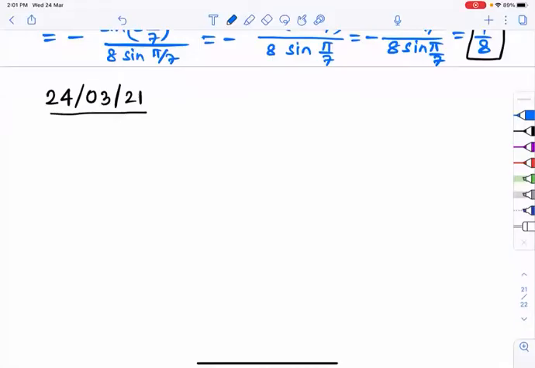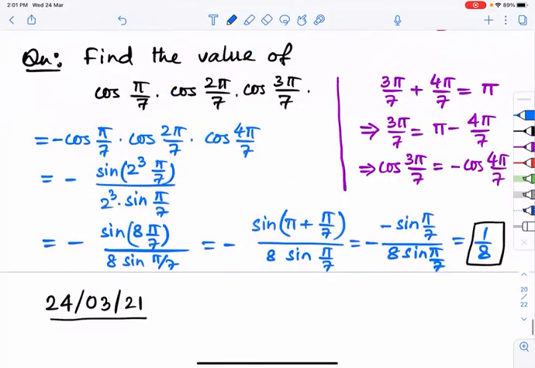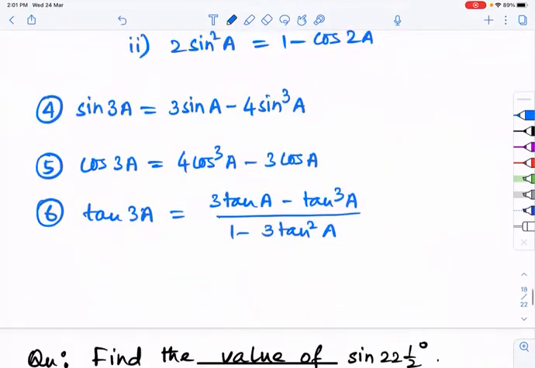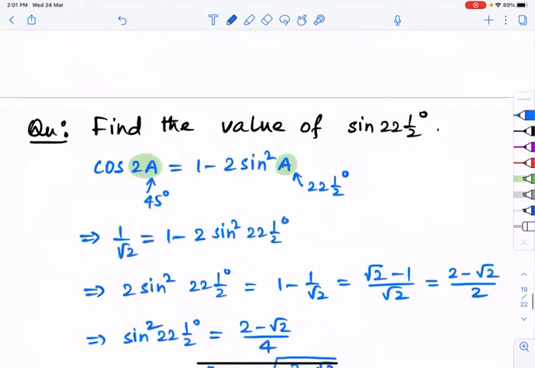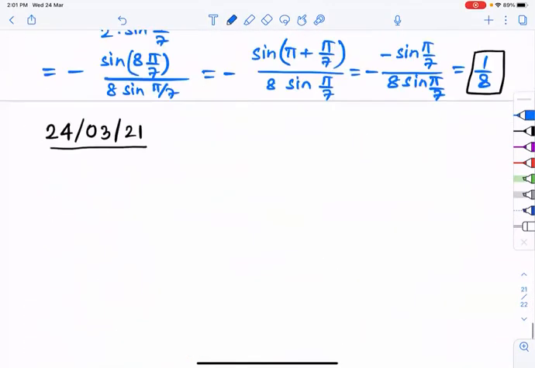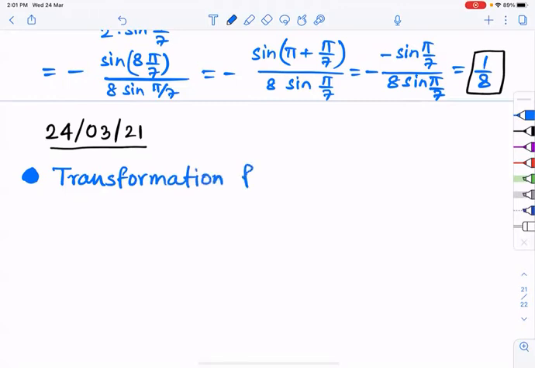Okay, so today we are going to learn about some more concepts, some more formulas. In last class, we learned about multiple angle formulas, which I have noted down here, multiple and submultiple angle formulas. Now we will be having transformation formulas. We can remember the formulas by the name of the formulas. This is transformation formulas.